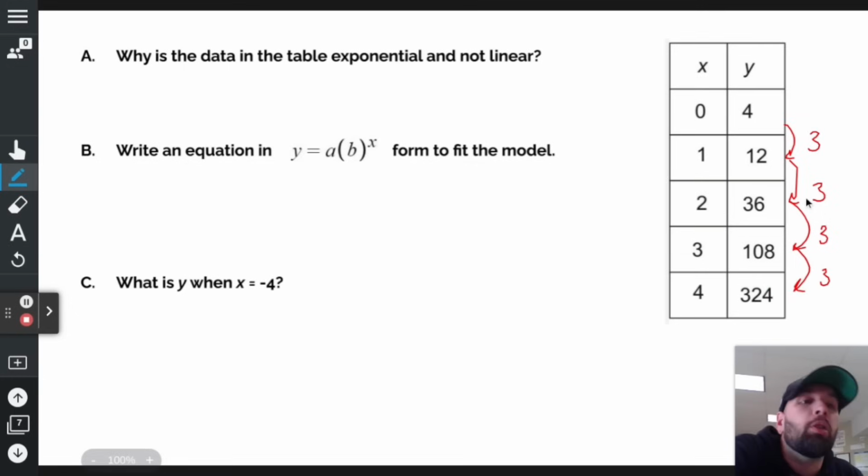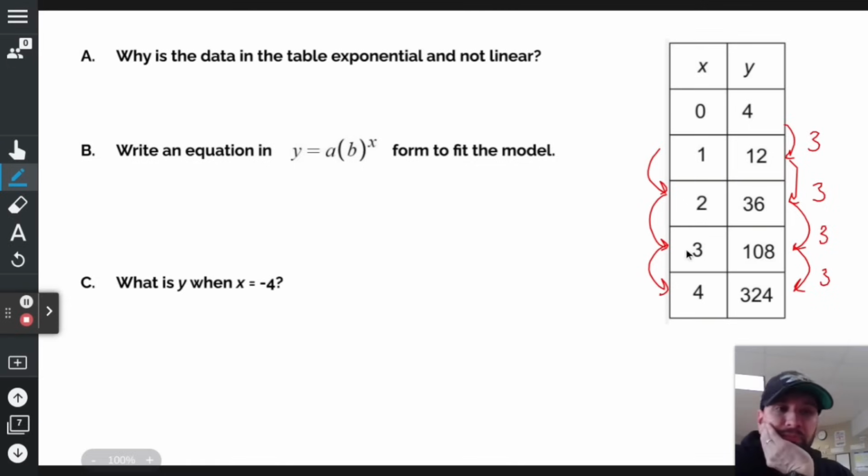You multiply everything by 3. Okay, that is not going to change. So non-consecutive equal length interval input values. I think I nailed that. You times by three every time. So that's why it's exponential. Okay, you multiply by three.